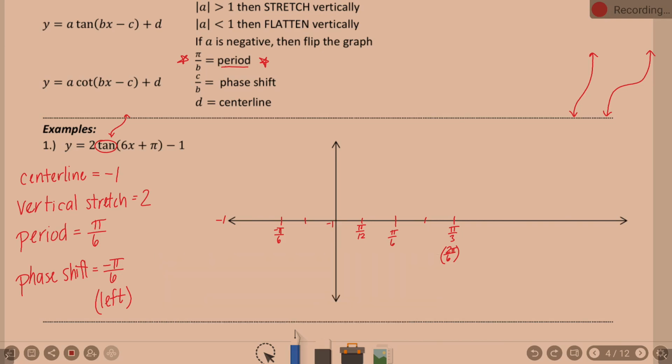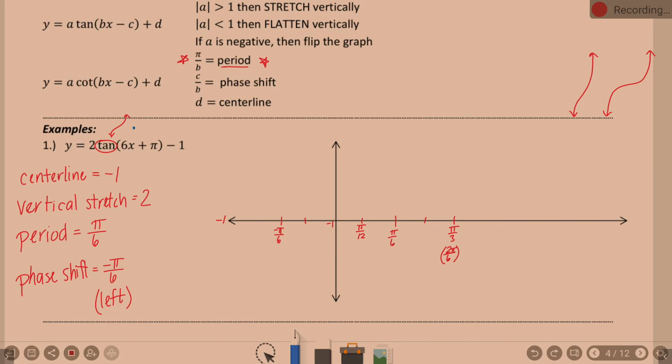Now, I don't do a "let's graph the original curve on this and then let's shift it." It gets too messy. We go straight to the final answer. Okay? Now, we are graphing tangent. Tangent starts with what? A point or an asymptote at the origin? Point. Tangent starts with a point, right?